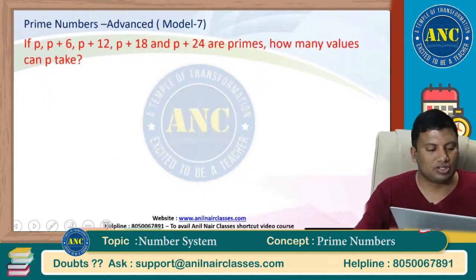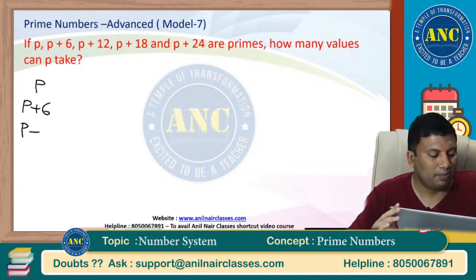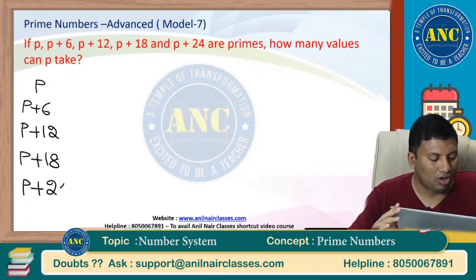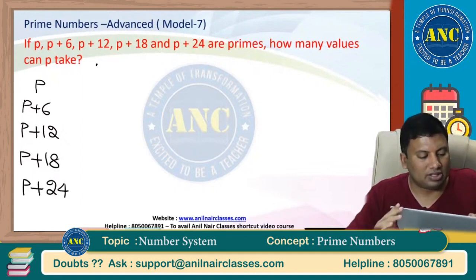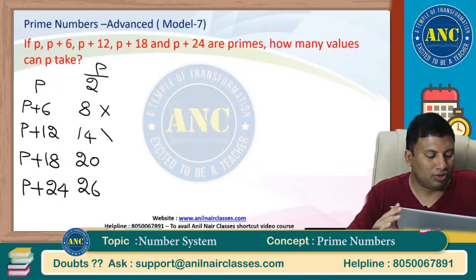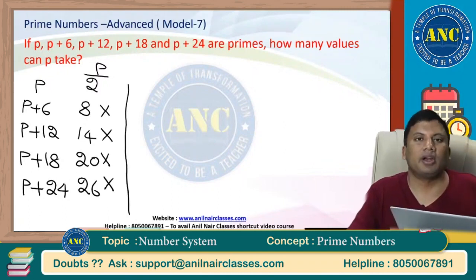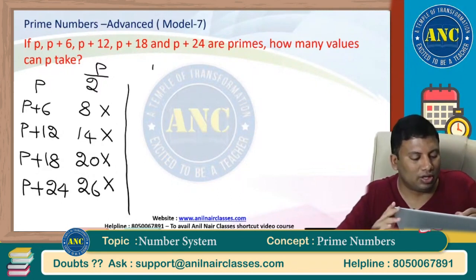Previous year questions are also over. Now, P, P plus 6, P plus 12, P plus 18 and P plus 24. All these are prime numbers. If P is 2, then 2 plus 6 is 8, then 14, 20 and 26. These are all even numbers. Other than 2, there is no number which is even.